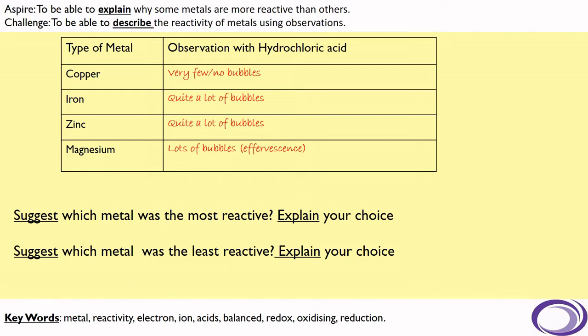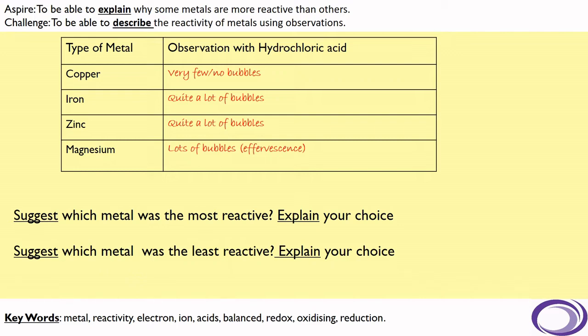For the iron and zinc, there was actually quite a lot of bubbles. The zinc did start reacting a little bit quicker, but once the iron got going, there was as many bubbles for iron as zinc. So actually, we'd probably need to take other measurements to see which one of those was the most reactive. Magnesium, there was a lot of bubbles. You could technically call it effervescence because it was constantly bubbling.